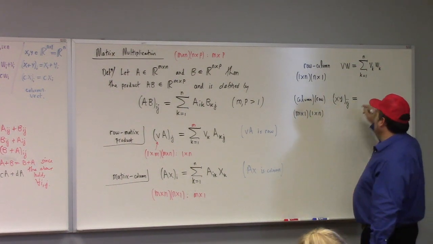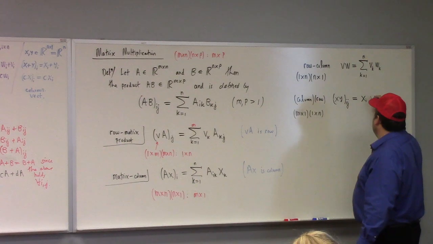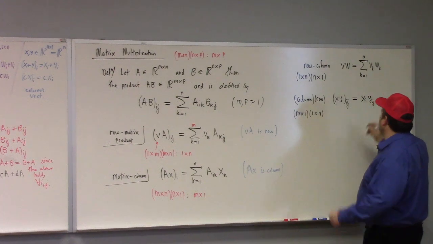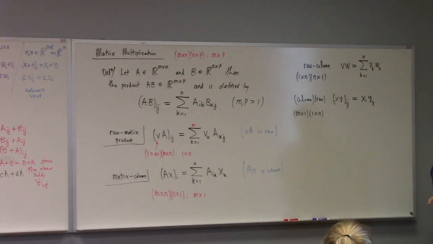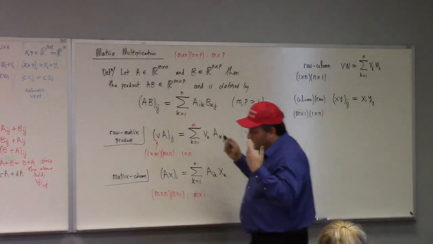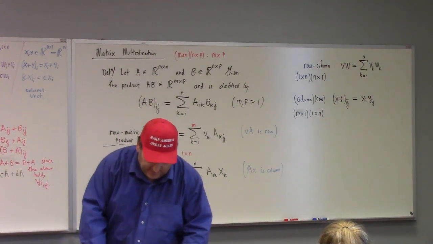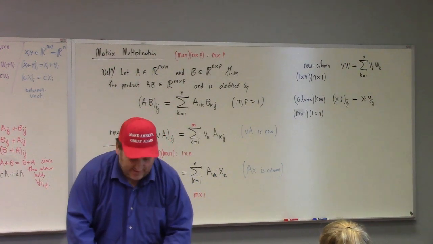This is just x sub i, y sub j, I believe. I gotta think about that for a second here. Make sure I'm not deceiving myself. Yeah, I think that's right. So there you go. That's your definition in all possible cases. There's a lot of cases there, isn't there?